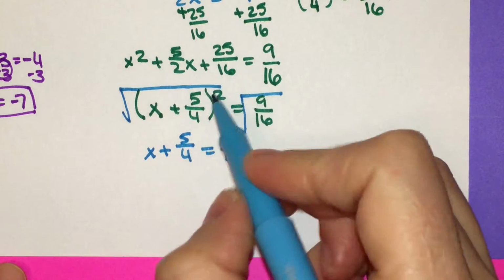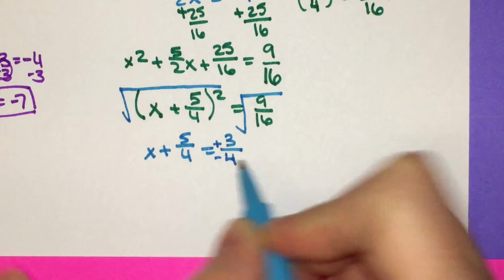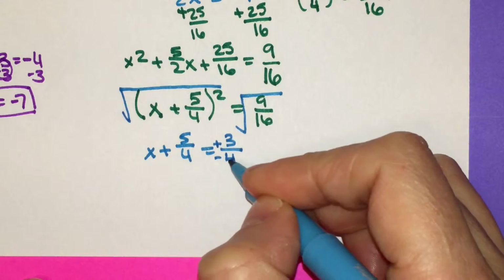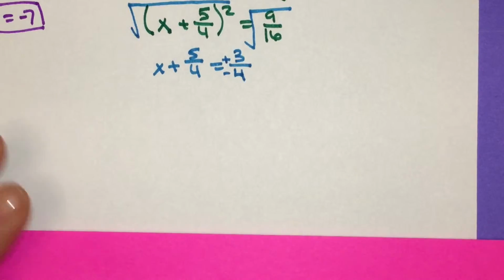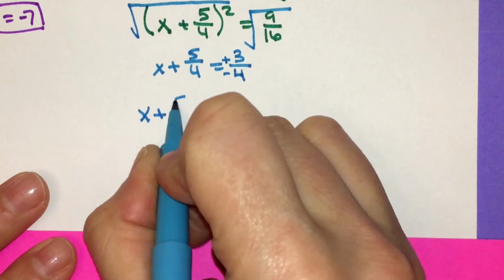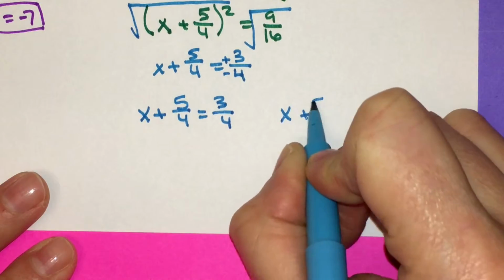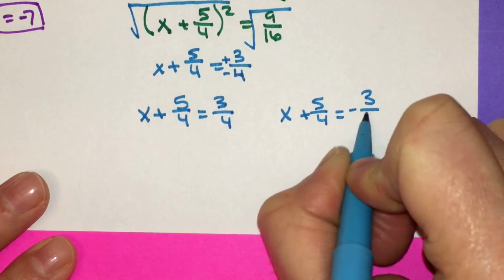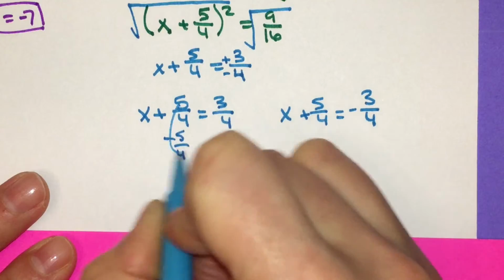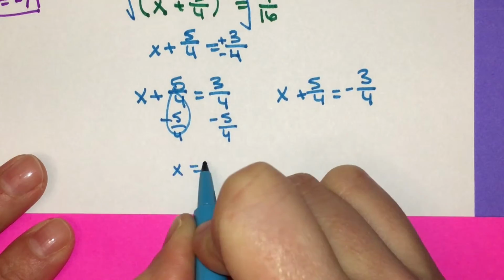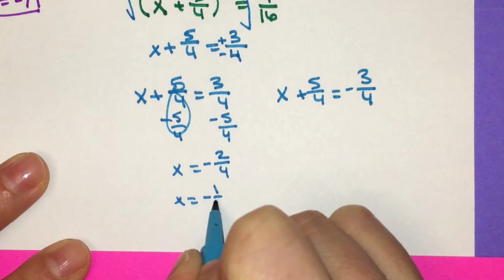But because we took the square root of a squared, we have to have that plus or minus in front of the right side. And it doesn't mean the top's positive, bottom's negative. It means that we have to consider both cases. So we're going to solve for x using both cases. We have x plus 5/4 equals positive 3/4, and x plus 5/4 equals negative 3/4. Here, subtract 5/4 on both sides, and we get x equals negative 2/4, which is the same thing as x equals negative 1/2.